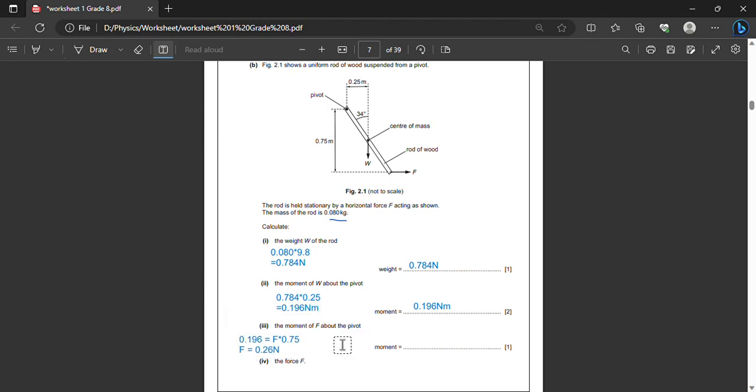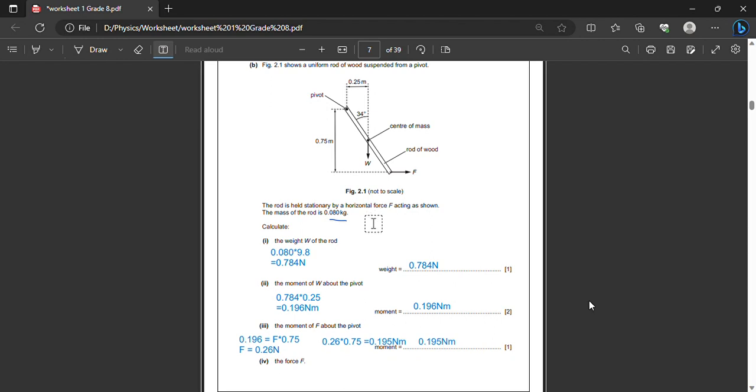But they're not asking to find the value of F, they're asking you to find a moment. So you do 0.26 times the distance that they gave, and that is 0.75. So 0.75, and the answer you will get is equal to 0.195 Newton meter. So the answer for this will be 0.195 Newton meter.